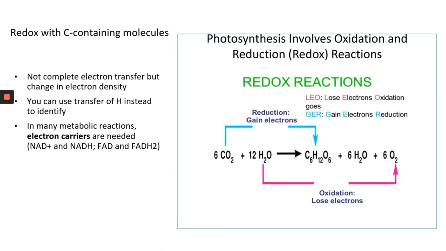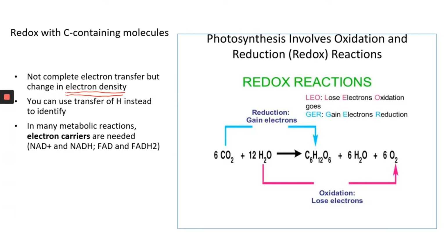Okay, now when we talk about organic molecules, especially those carbon-containing molecules, sometimes it's not a complete electron transfer. It's more about the change in electron density. Remember, we talked about the different types of chemical bonds. Usually these carbon-containing organic molecules share the electrons. They don't have complete electron transfer, they share them. So in redox reactions, it's the change in electron density for those atoms, not a complete electron transfer.